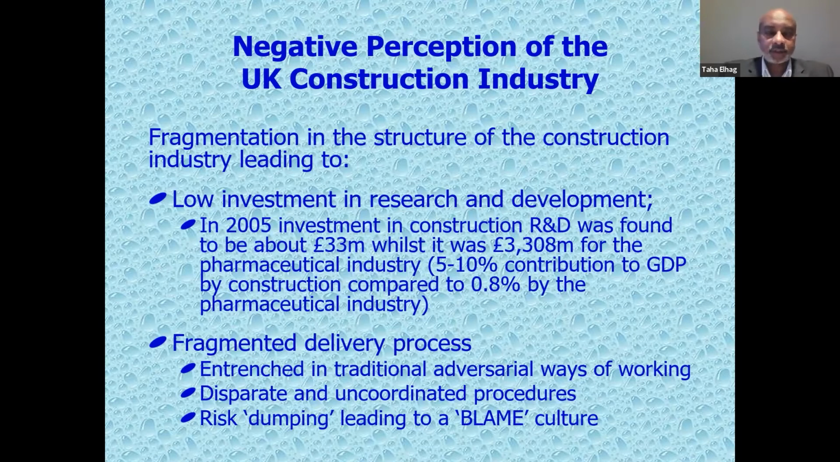There are other characteristics: the adversarial relationship with the different stakeholders. The processes are pretty much uncoordinated if we compare them to other sectors within the whole of the supply chain. And also we have what we call the blame culture within the construction industry. And here it's also about how we distribute and manage risk. Everyone wants to dump the risk on the other, and then we create the blame culture.